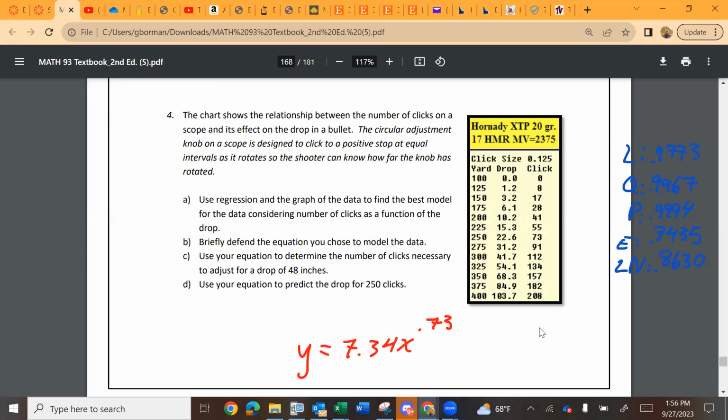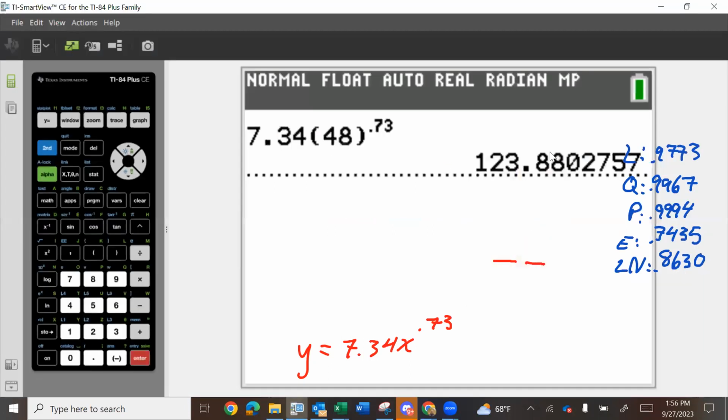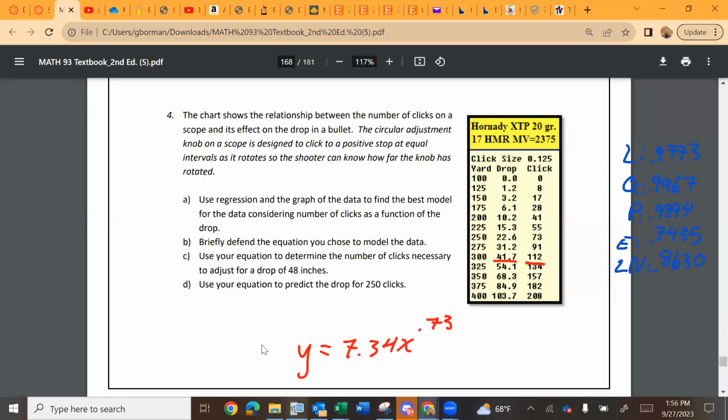All right. Now, does that seem reasonable? You always want to ask, does that make sense? Well, 48 inches of drop, that's right in here. So we would expect the number of clicks to be somewhere between 112 and 134, and we got about 124. Cool. Part D, use your equation to predict the drop for 250 clicks.